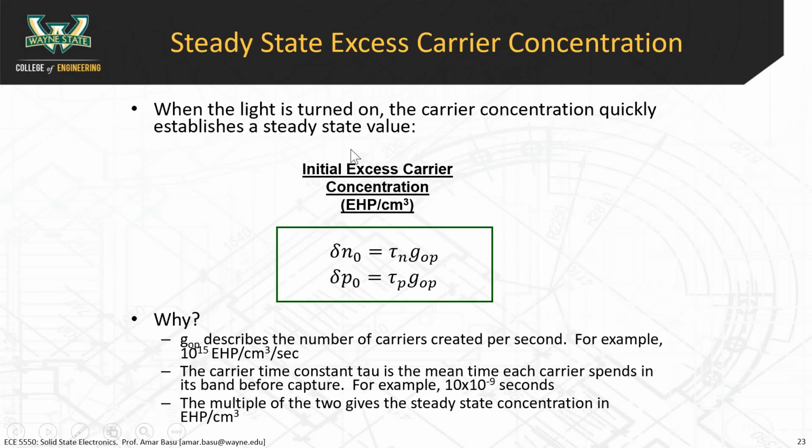I went over this earlier. Delta n is equal to tau n times G_OP. So this is the excess carrier concentration when you turn the light on. It quickly reaches this steady state value.